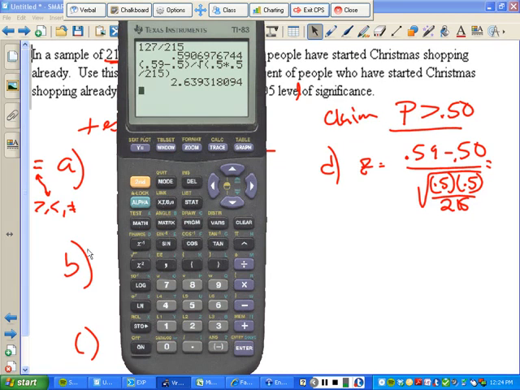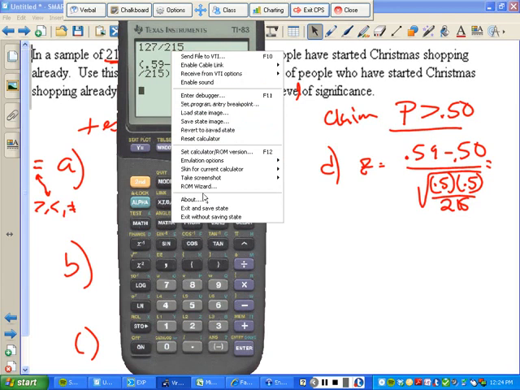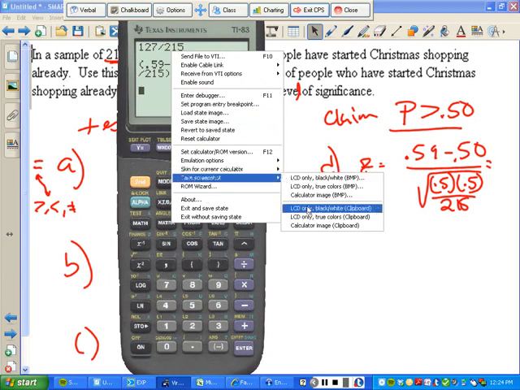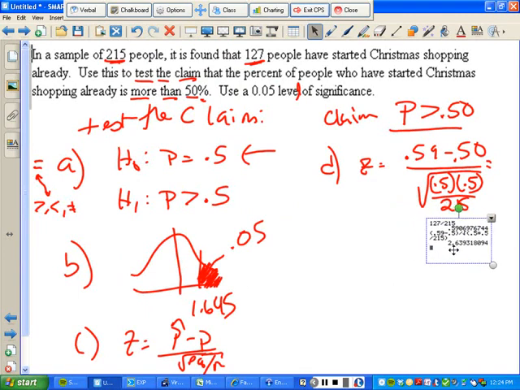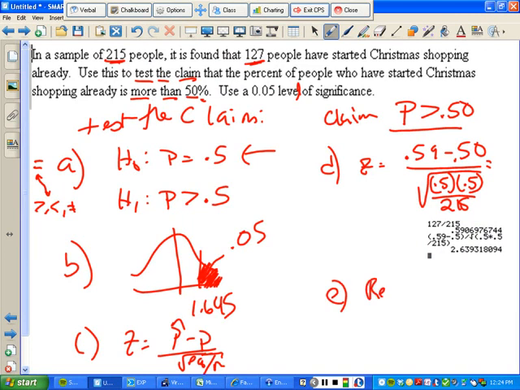So what I'm going to do is take this, and we're going to paste it right there. Okay, so you get 2.64. Now, what do you have to do for Part E? Part E, you're either going to say reject H0 or fail to reject H0.